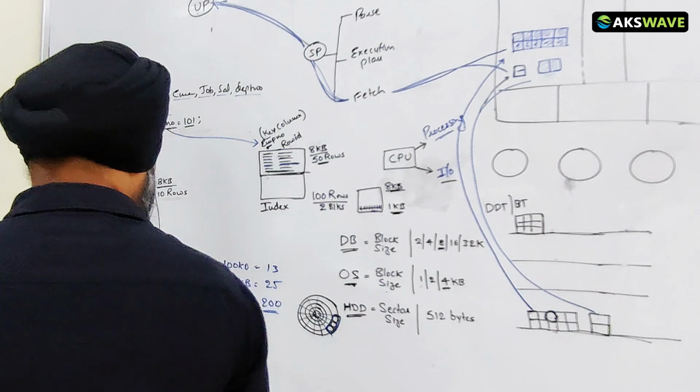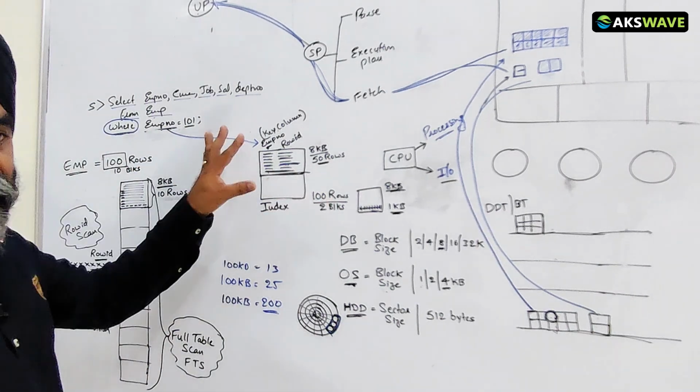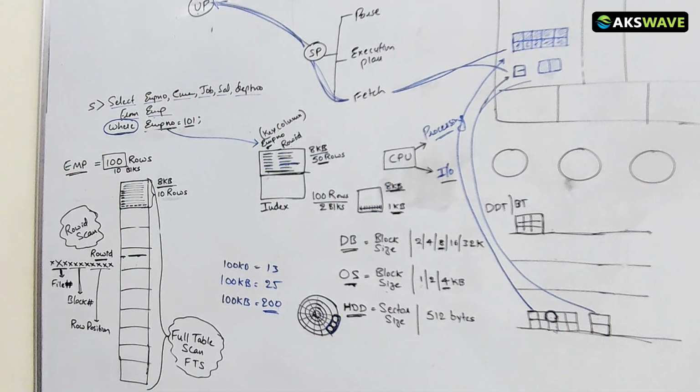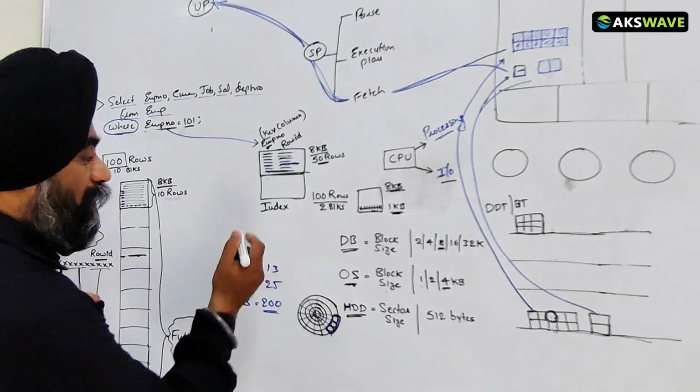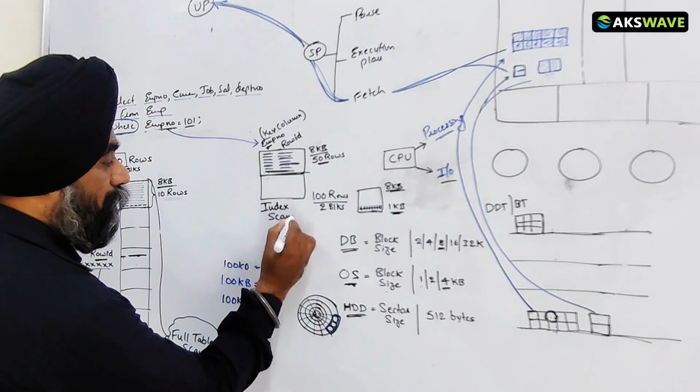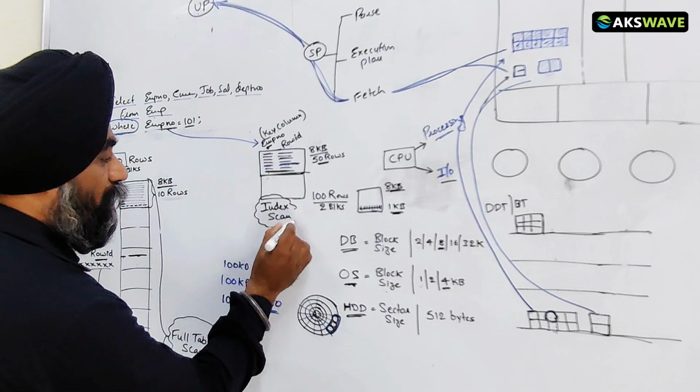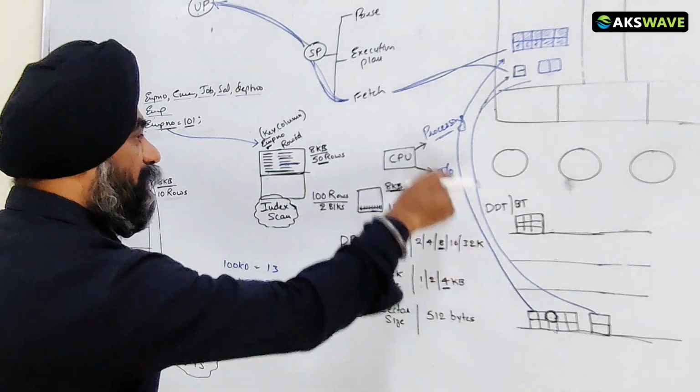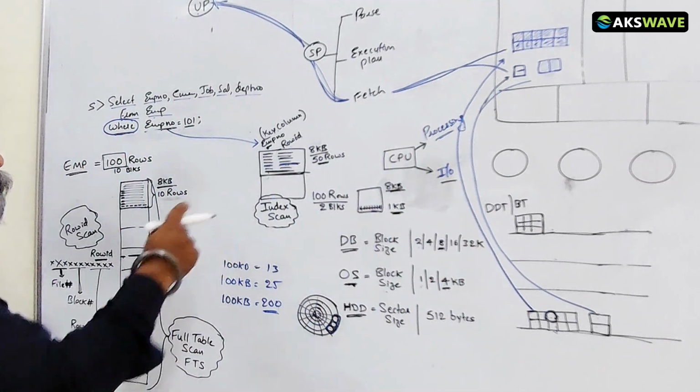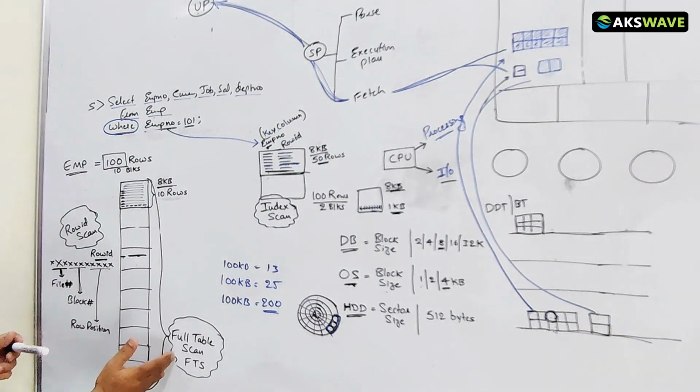Going through an index, using an index, is called an index scan. What is this scan called? If it is using an index and doing an index scan, which one do you prefer, full table scan or index scan? Obviously, index scan is good.